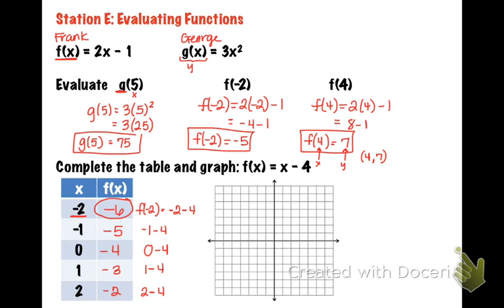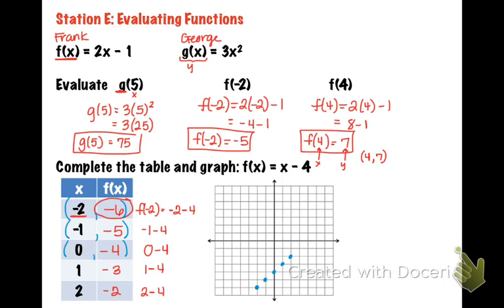What we get out of this is each one of these pairs in the table tells us an ordered pair. This represents negative 2, negative 6, negative 1, negative 5, 0, negative 4, and so on. So then we can graph those. Negative 2, negative 6 would be down here. Negative 1, negative 5, 0, negative 4, 1, negative 3, and then 2, negative 2.